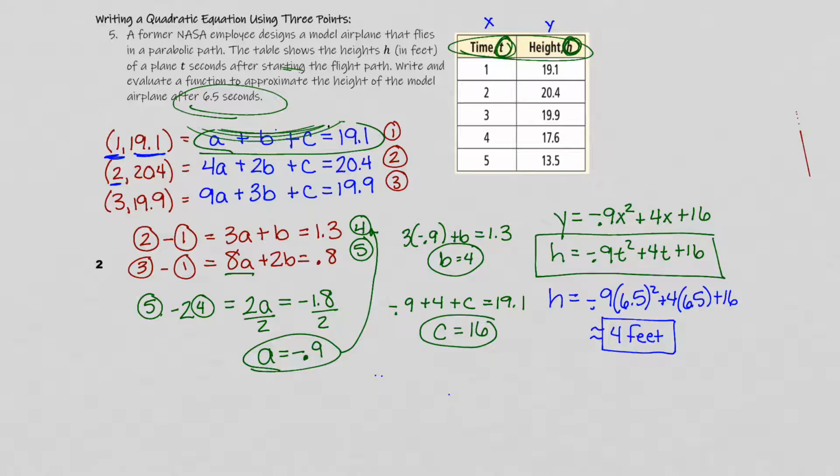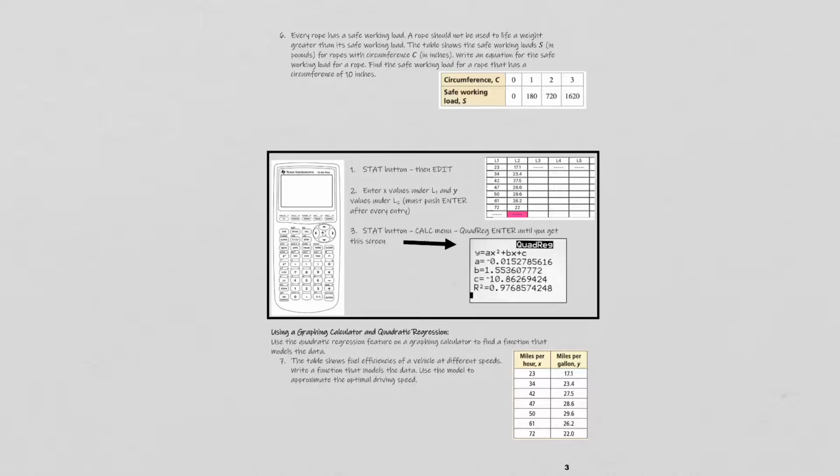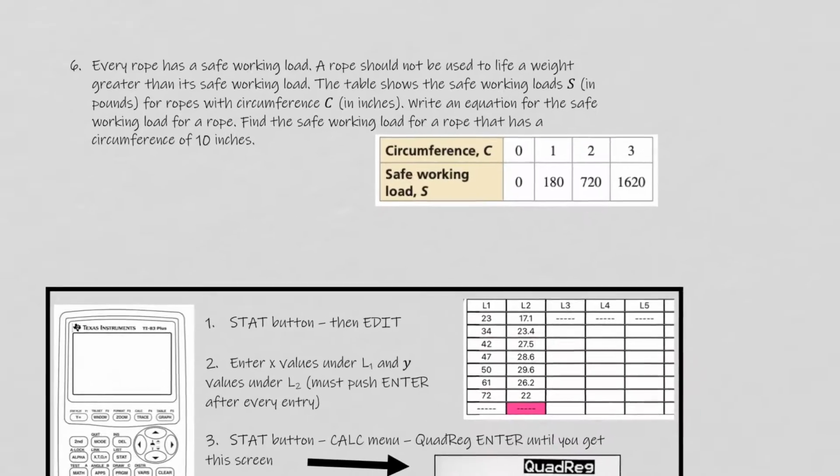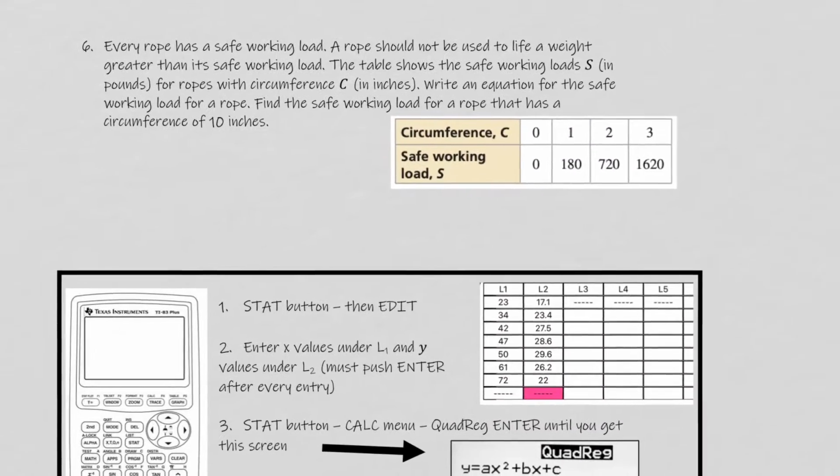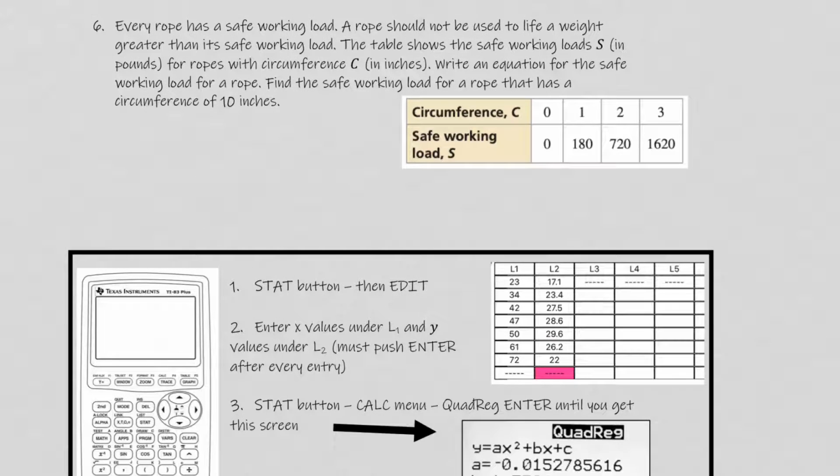It gave you 3.975, which is approximately 4 feet. All right, go to number 6. And again, if we look at differences here, the first difference is 180. 180 minus 0. 270 minus 180 is 540. 1620 minus 720 is 900. Again, this is not linear because those are different.